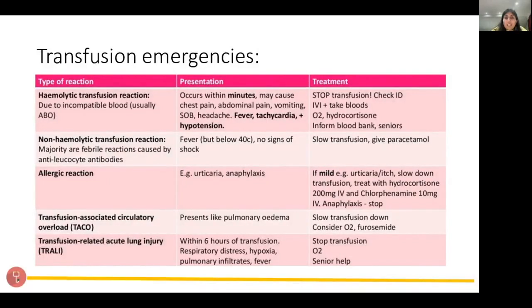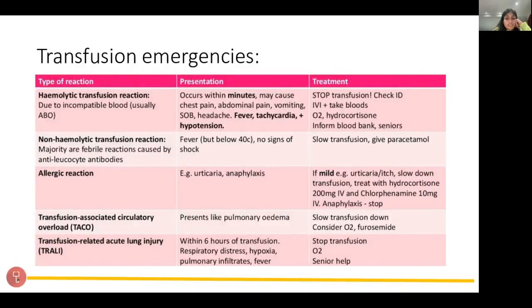Sometimes our patients are just prescribed these things prophylactically anyway, on the PRN side of the drug chart, in case they react. And obviously, again, slow down or stop the transfusion for a period of time. And then anaphylaxis, I'm sure you all know how to manage with adrenaline. And obviously with anaphylaxis, you should stop the transfusion as well.